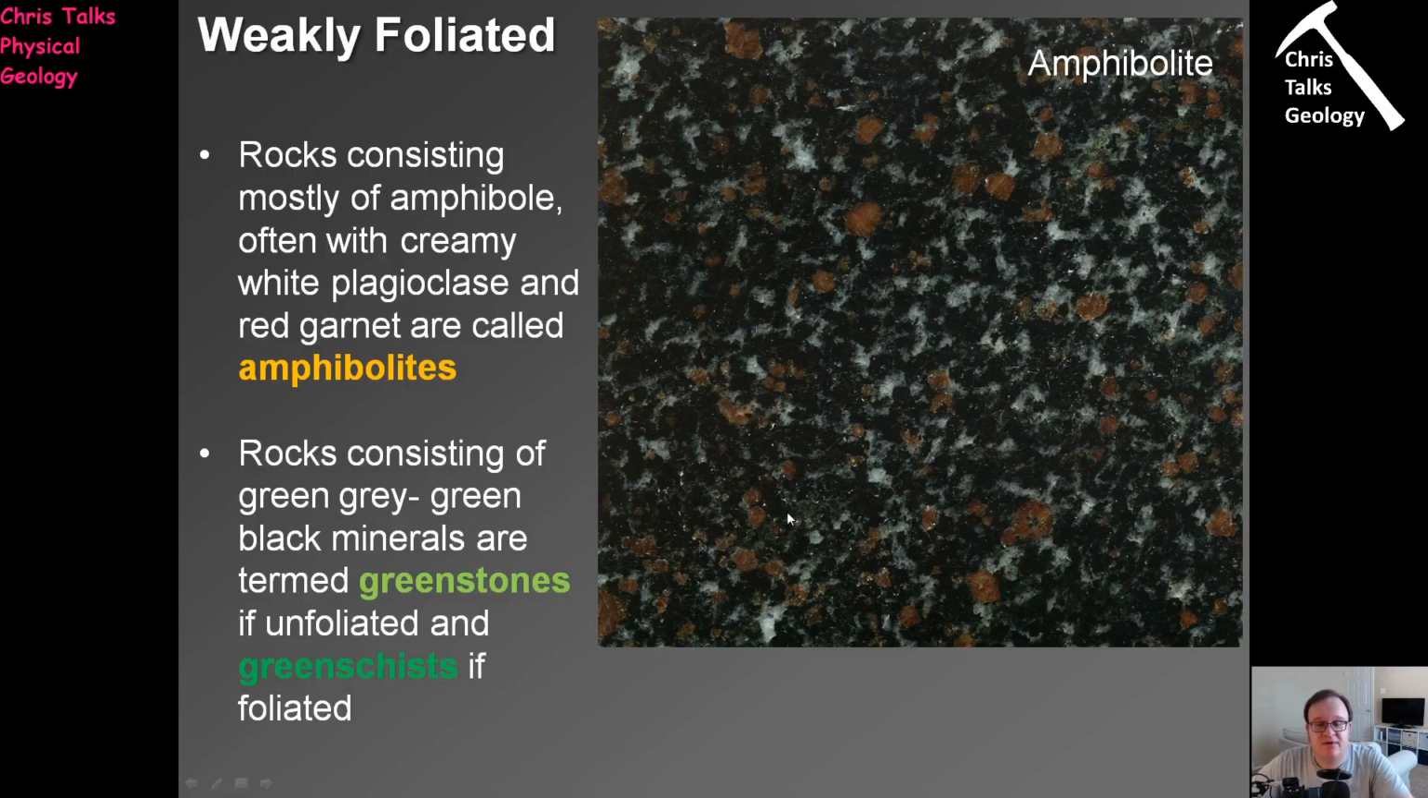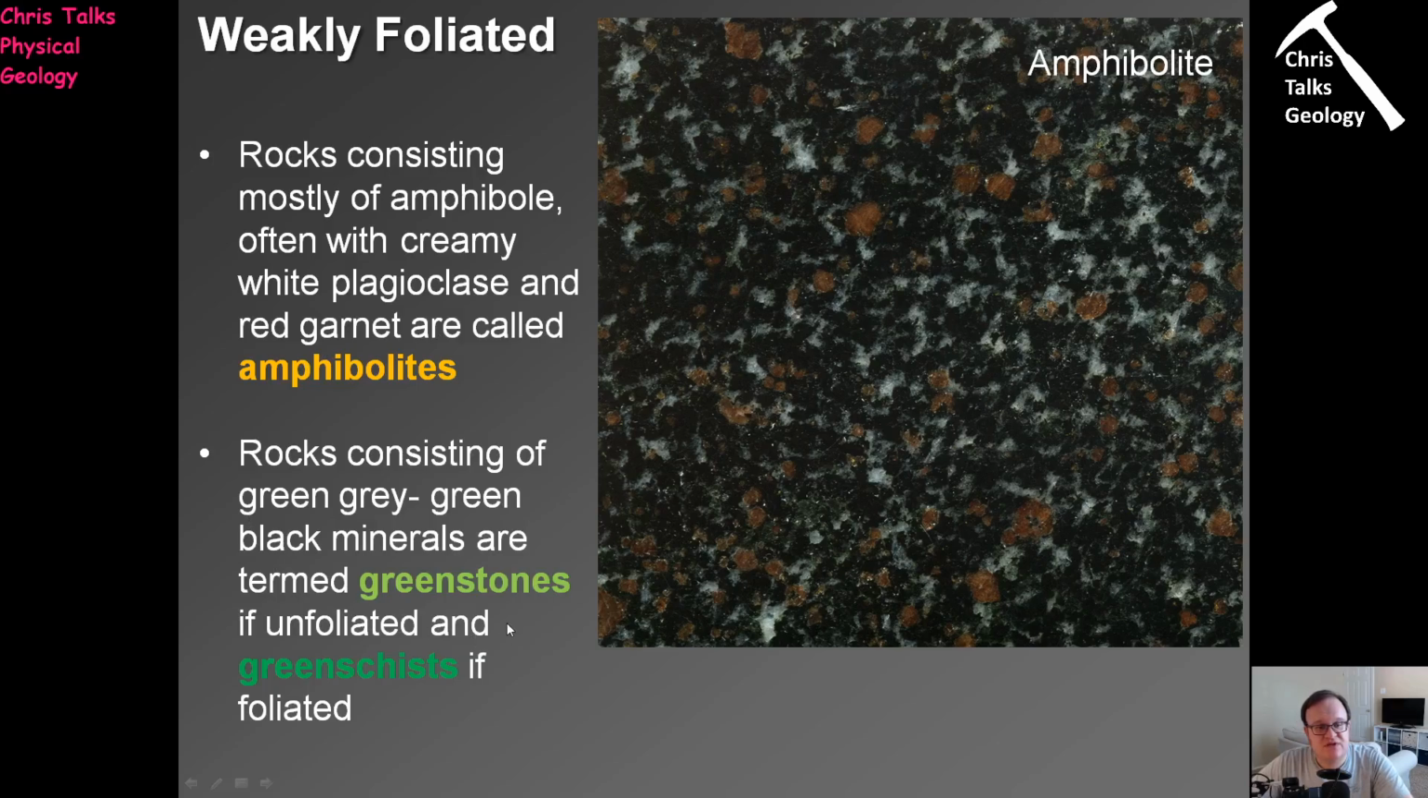Oh, I should point out, by the way, that slide's in the wrong place. Anyway, this is a standard looking amphibolite here. You can see we have the black hornblende, we have plagioclase, which is this creamy white mineral in between, and we typically have quite a lot of garnet, which is the red mineral. Now, as you can see, this rock is unfoliated, but given enough pressure, you can make these hornblende crystals align, and you can end up with foliated amphibolites.